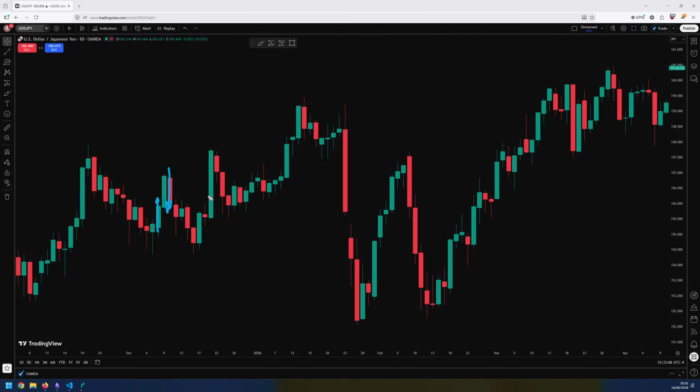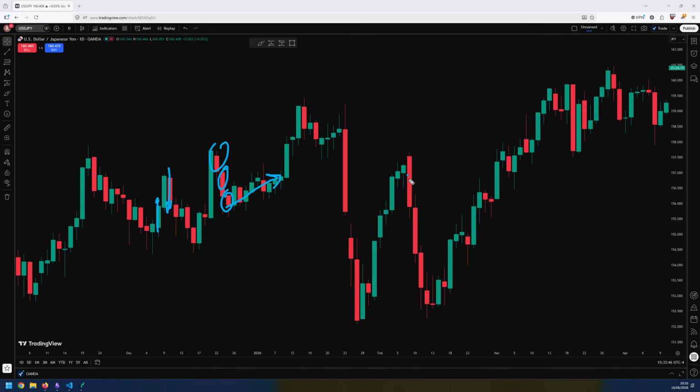I'm then going to count the number of consecutive bearish candles. So for example, here I've got 1, 2, 3 red candles in a row. And then I'm going to measure what happens in the next few days after that pattern. And I'll just repeat that over and over for all the different combinations.